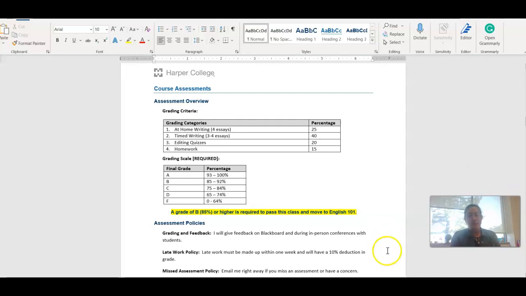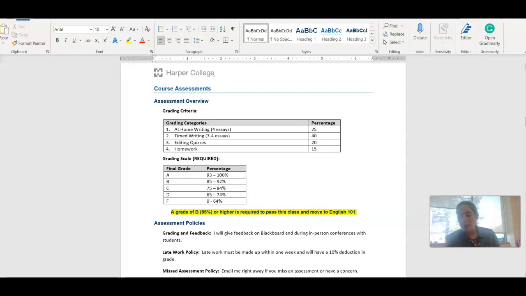This is the grading scale for ESL classes, and as you hopefully know, but if you don't know, please listen closely. A grade of B, 85% or higher, is required to pass this class and move to English 101. So that means that you must have a B in this class. You must have 85% in order to go to the next level.